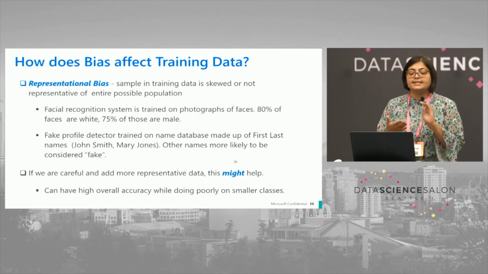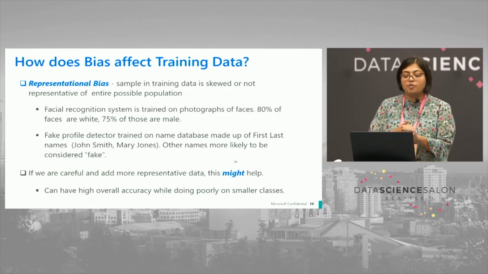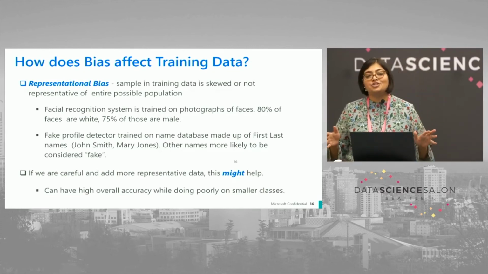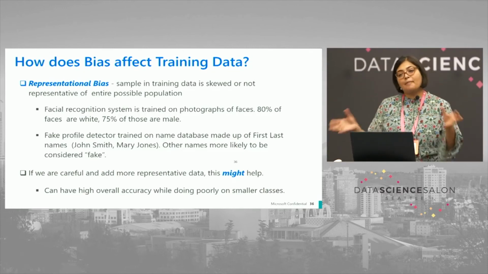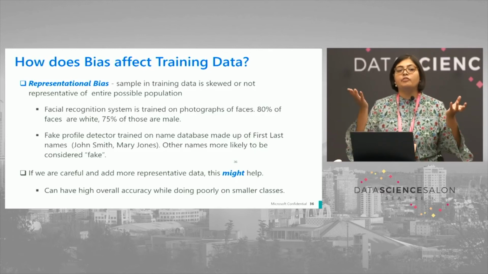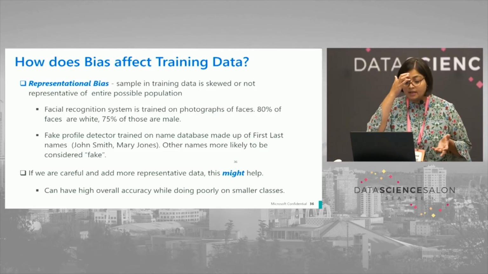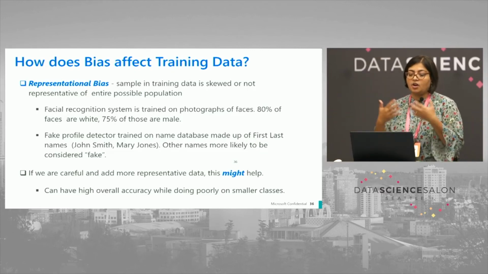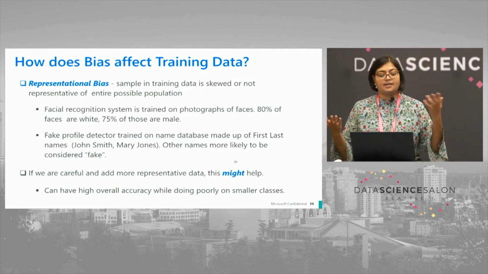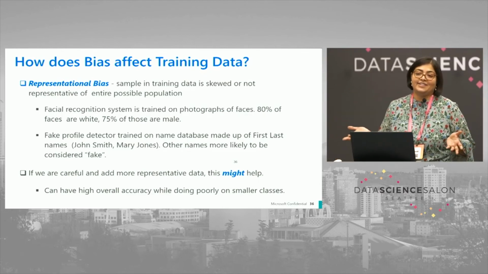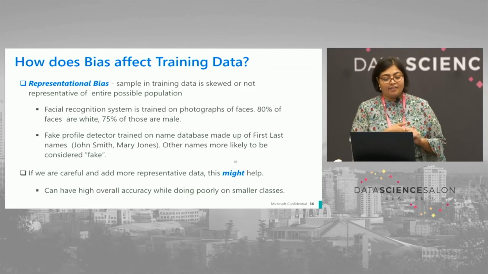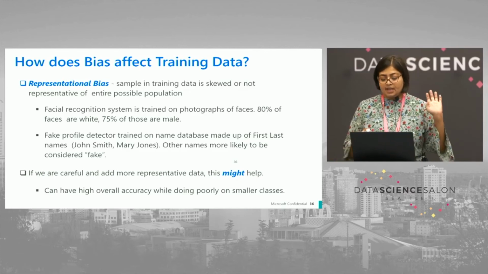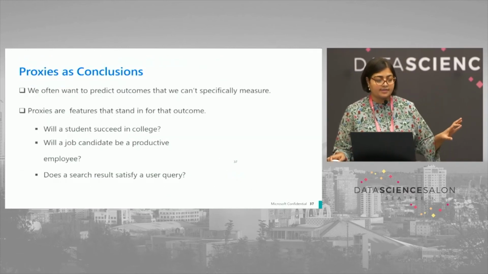Representational bias. It's when the sample in training data is skewed and not representative of the entire possible population. That's why sampling is essential in statistics. You have to make sure that you're sampling correctly, you're stratifying your data correctly, if you're trying to produce some unbiased algorithms. Facial recognition systems do not identify correctly. Fake profile detectors trained on name databases of made-up first and last names consider other names more likely to be fake. So if we are careful and add more representative data, it might help. It's basically targeting more smaller classes.